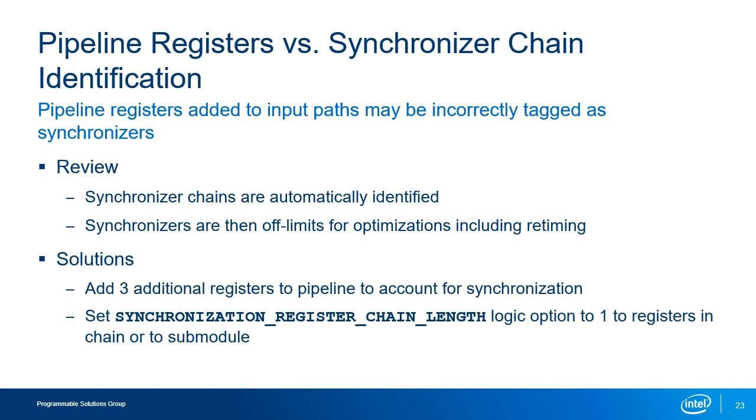Thus, the timing results you get on the submodule alone would not reflect the results when added to the larger design. To fix, you can do one of 2 things. 1. Add 3 additional pipeline registers to the paths to compensate for the synchronizer chain. Or 2. Apply the synchronizer register chain length constraint to the registers or to the submodule and set it to 1. This restricts only the first register from retiming.